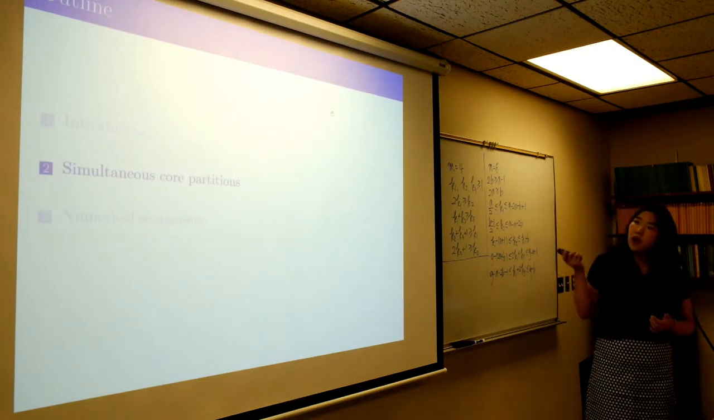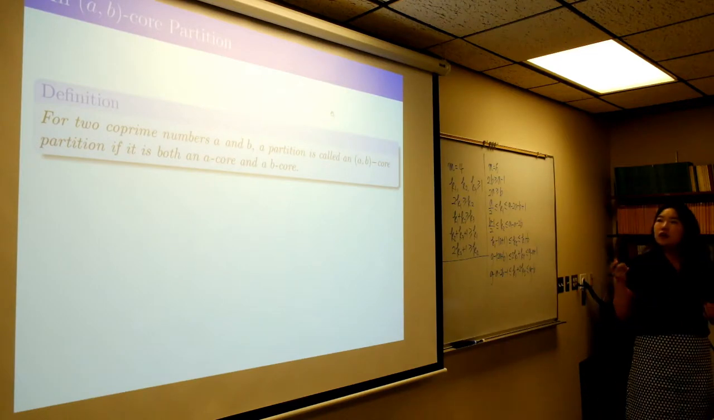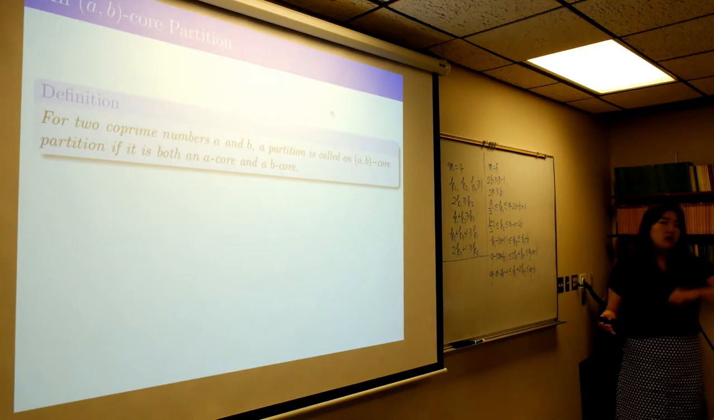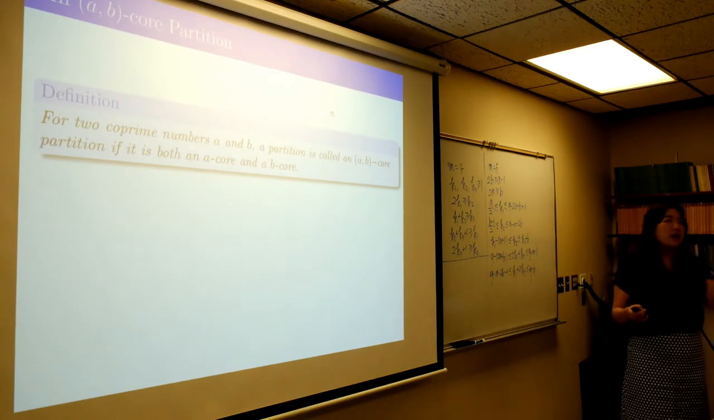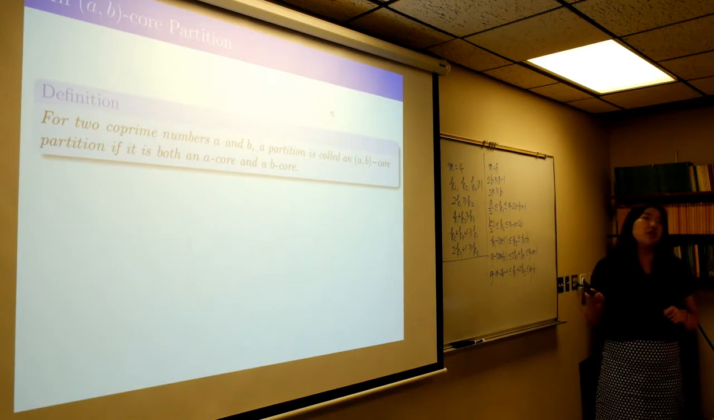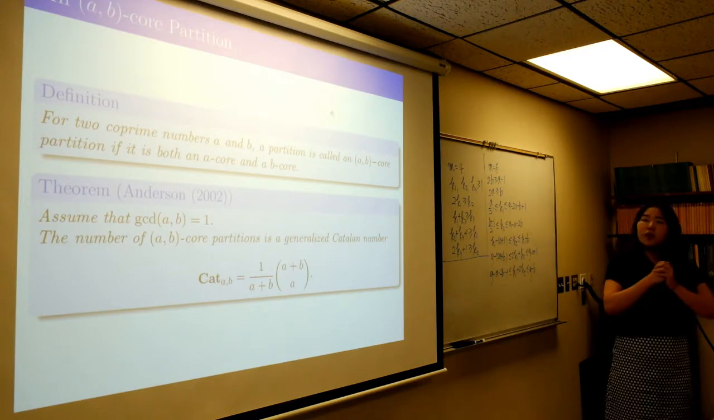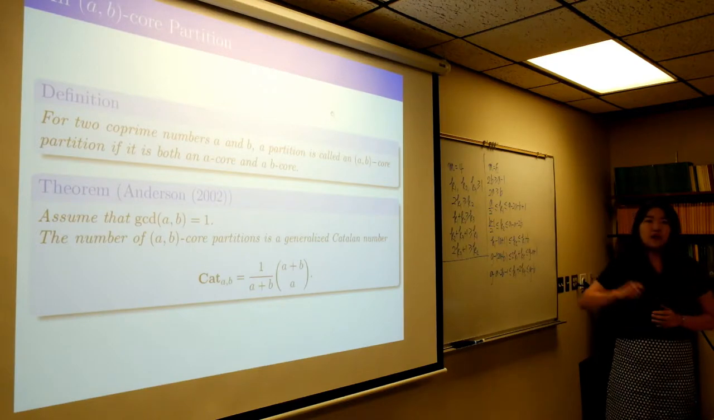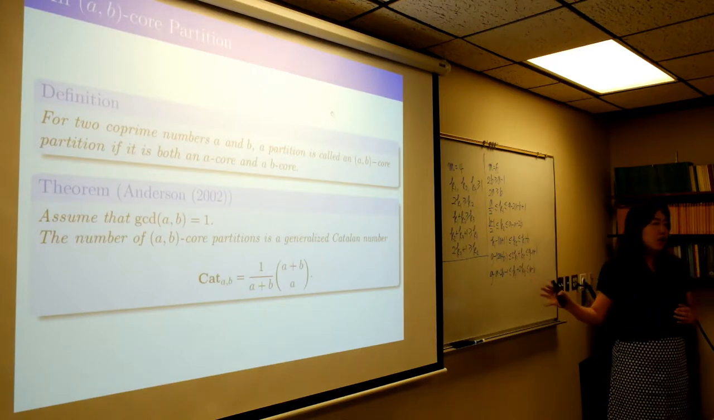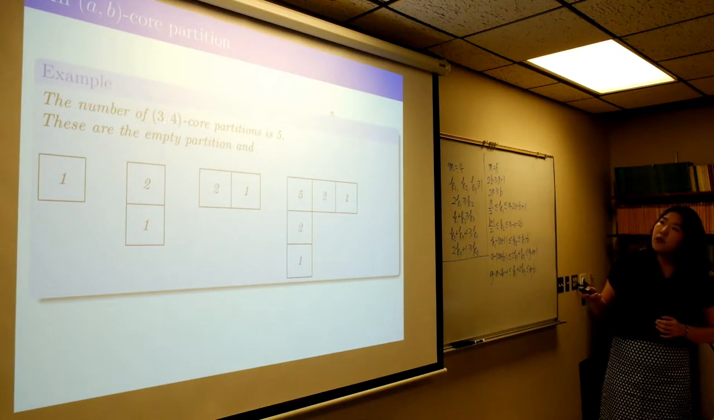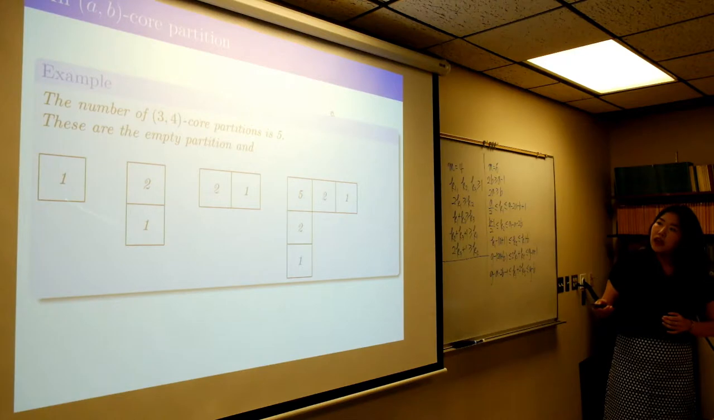Now it's time to talk about simultaneous core partitions, which is for two coprime numbers a and b. We say that a partition is an (a,b)-core partition if it's both an a-core and a b-core. So the previous example is a simultaneous 9 and 11 core partition, or it could be a 20 and 23 core partition, or something like that. Interestingly, in 2002, Anderson proved that the number of (a,b)-core partitions, where a and b are coprime, is finite, and moreover, this number is a generalized Catalan number. When we look at this example, the number of (3,4)-core partitions is 5, and these are the empty partition and 4 others here.